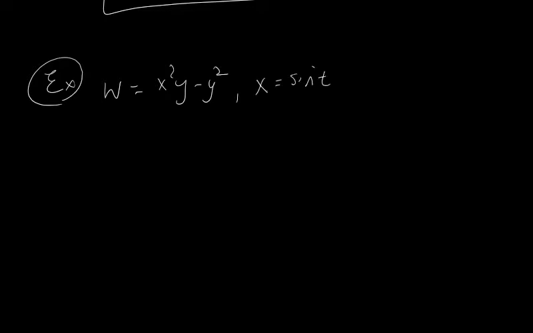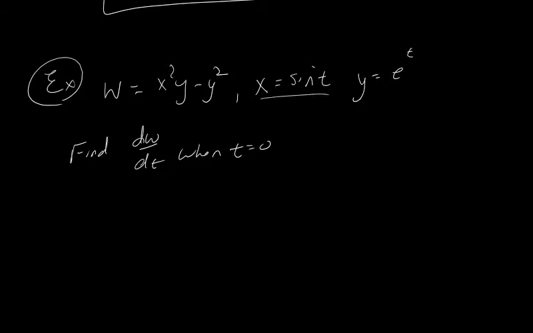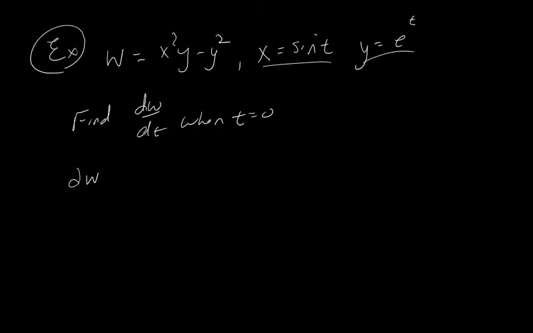Okay, so let's do some examples here. Suppose I have w equal to x squared y minus y squared, where x is equal to sine of t and y is equal to e to the t. Let's find dw dt when t is equal to 0. This is clearly a first case scenario because x is simply a function of t and y is a function of t. So there's only one independent variable. It's not partial, it's just d.